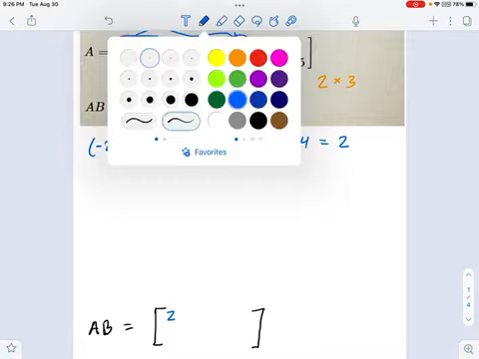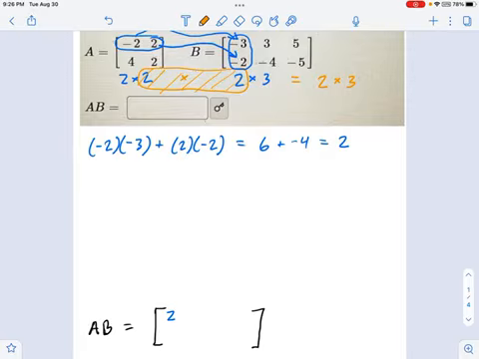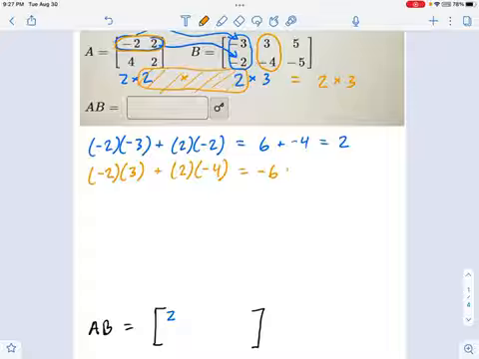Now let's try it for the middle column next. I'm going to take this top row again, and now I'm going to multiply it by the middle column. Same idea as before: -2 times 3 plus +2 times -4. -2 times 3 is -6. 2 times -4 is -8. So this one is kind of big, -14. That would be my top middle entry.